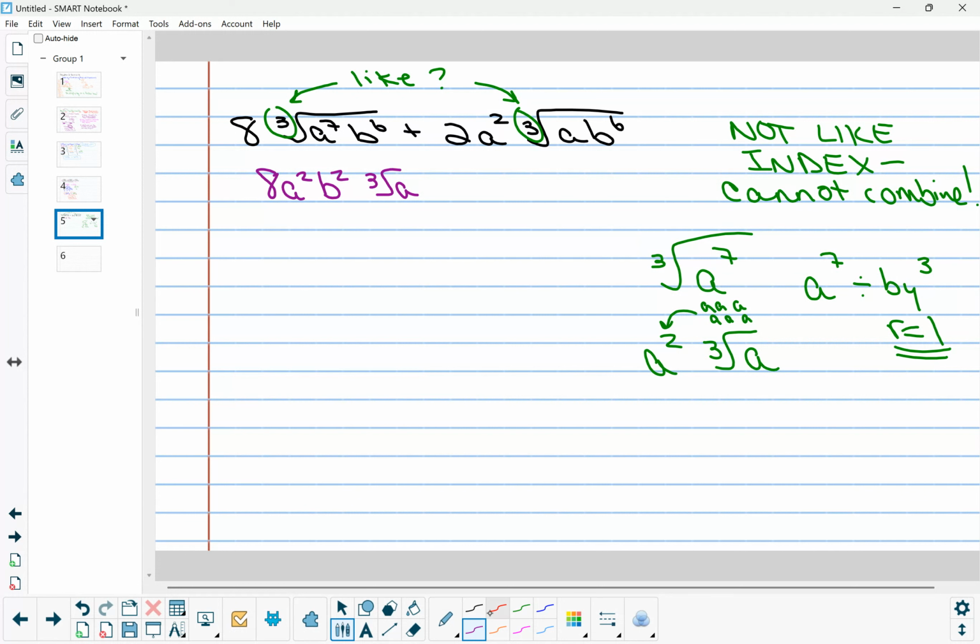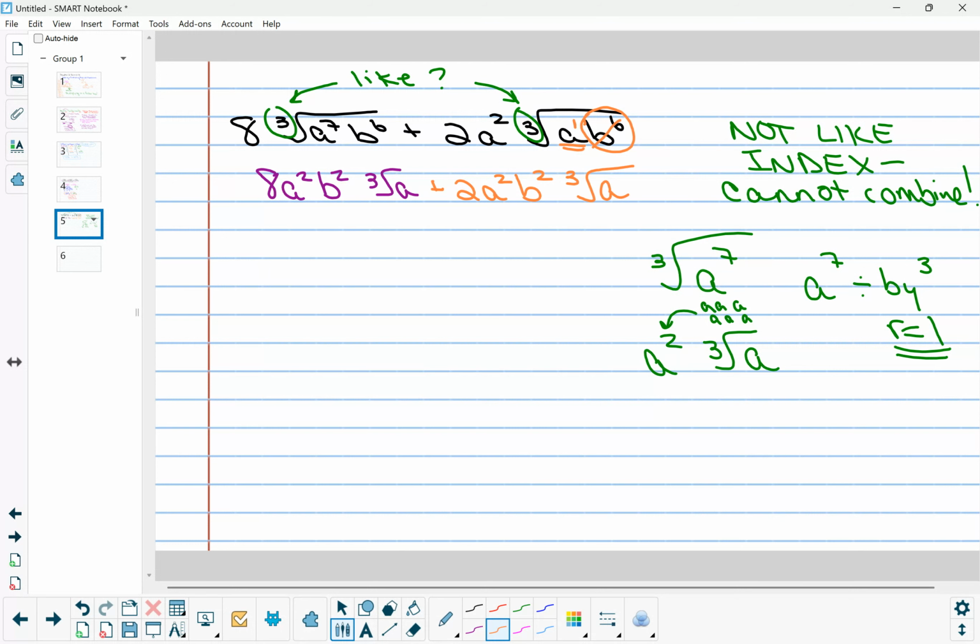This guy over here, this a can't come out because there's a 1 on here, and this power is less than the index, so I can't get that out of there. But this b to the 6th, I can get 2 groups out, so I'm going to go 2 a squared. The b squared is going to come out. Then I have the cube root of a that can't come out.